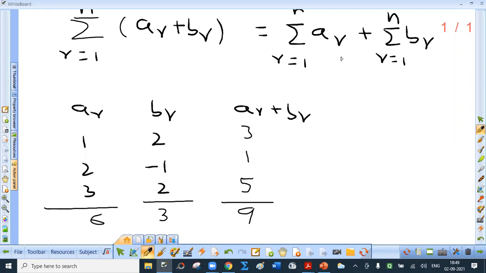Similarly, sigma of difference is difference of sigma. I hope you will not say that sigma of product is product of sigmas. That is absurd. We will verify that. AR into BR. So what are the values for AR into BR? 1 into 2 is 2. Then 2 into minus 1 is minus 2. 3 into 2 is 6. So what is the addition? 6. Now tell me, is sigma AR into sigma BR, that is 6 into 3, 6? No. I hope this is clear to you.